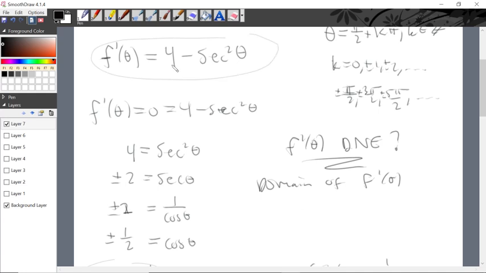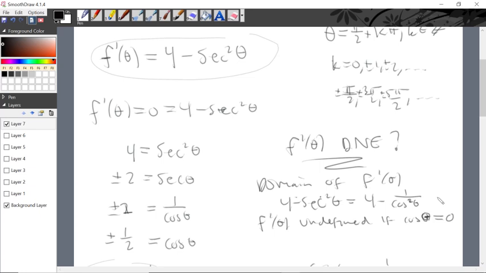Well, 4 is constant. What about secant of theta? We have 4 minus secant squared of theta. Well, that's the same as 4 minus 1 over the cosine squared of theta. This is undefined. f prime of theta is undefined if the cosine of theta is equal to 0.